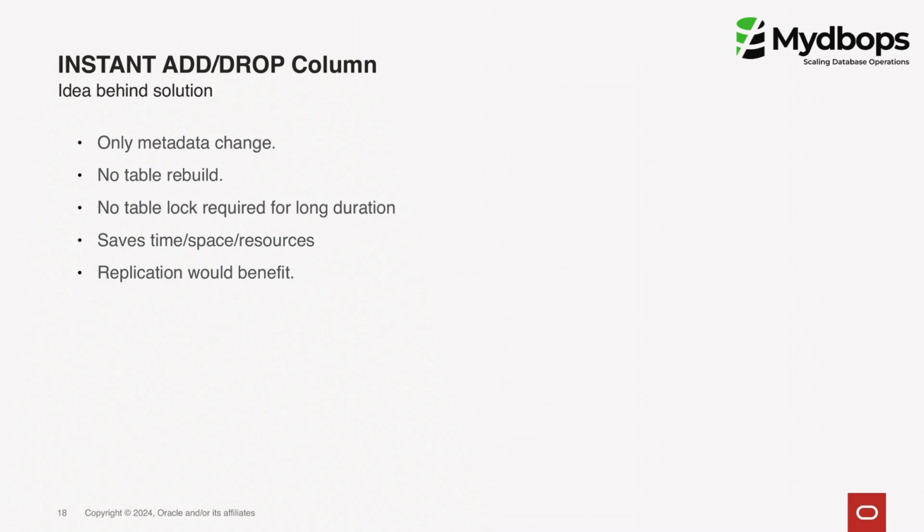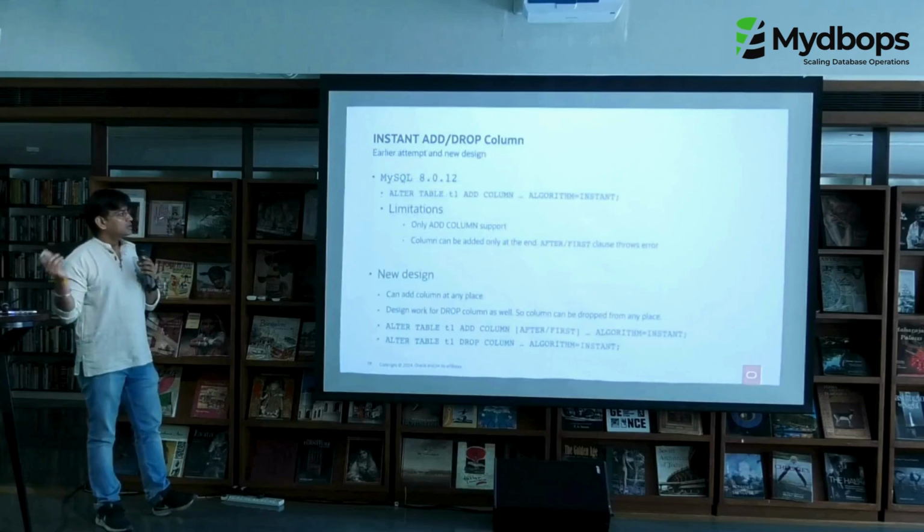Because that's a big pain point. So the idea behind the solution we have come up with is: is it possible to modify only metadata somewhere and not touch the rows on the disk? And with this metadata, is it possible to interpret the rows correctly? If it is possible, then we can save the time we spend in the previous mechanism, and replication will also benefit. The table will not be locked for a very long time. So that's the whole idea behind it.